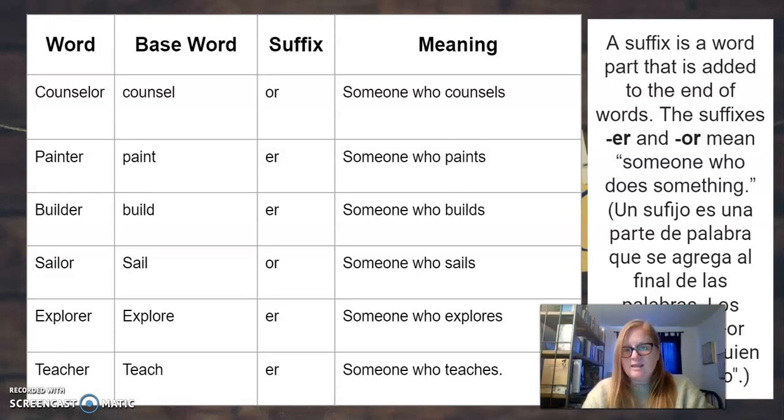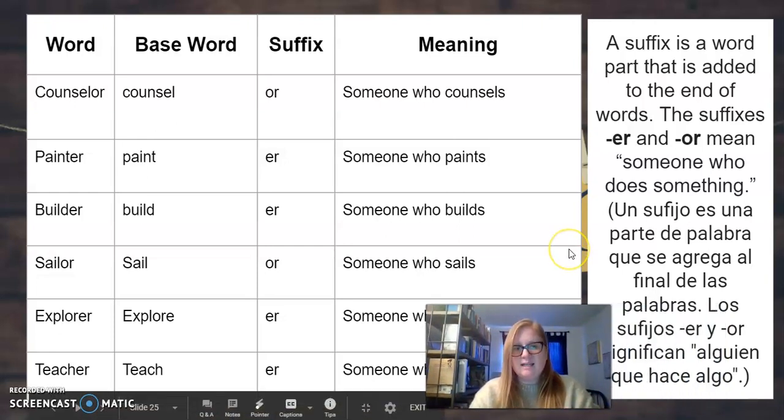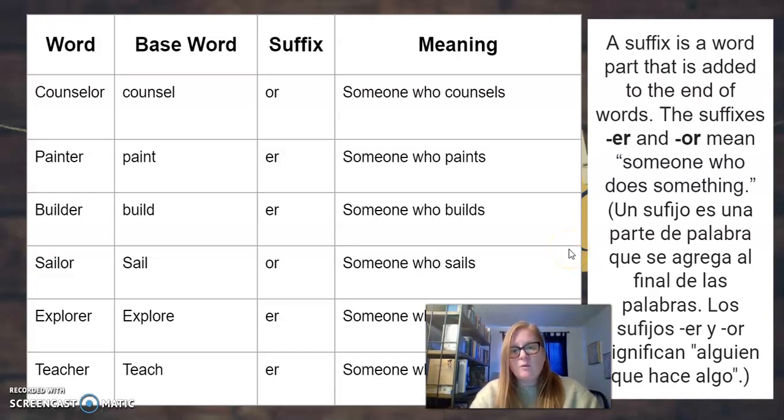Now, that is your assignment when it comes to understanding illustrations. Now, we're actually going back to understanding suffixes. So yesterday you had done this practice, okay? You had all of these words and you were supposed to tell me the base word, the suffix, and what it means. So counselor, base word counsel, the suffix is or, someone who counsels.